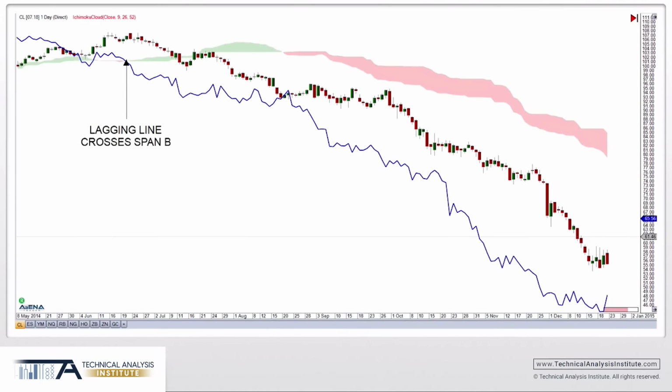On this chart, you can see the lagging line crossing span B from above on the upper left-hand part of the chart. While the cloud remains bullish for several sessions ahead, evidenced by the green color, the crossing of the lagging line over span B to the downside is a sell signal. That signal resulted in a major sell-off in this particular chart.